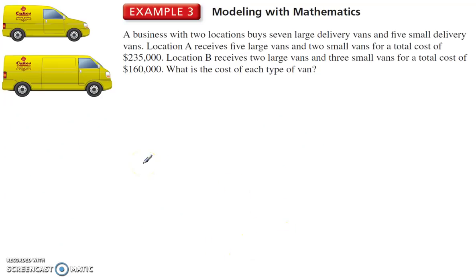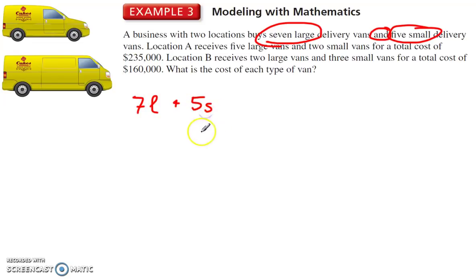Alright, and finally, here is one of these examples again. A business with 2 locations buys 7 large delivery vans and 5 small delivery vans. Okay, so 7 large, 5 small. Okay, there it says and. So 7 large and 5 small. Right? Location A receives 5 large vans and 2 small vans.